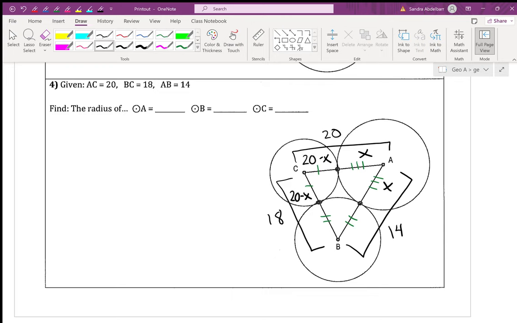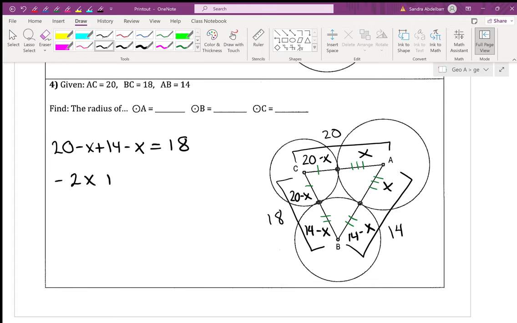The radius for circle B, now I'm jumping to AB, will be 14 minus x. So we choose the side where the x's do not cancel. This time, that's going to be BC. So we have 20 minus x plus 14 minus x equals 18.